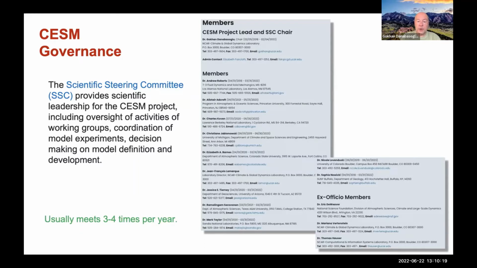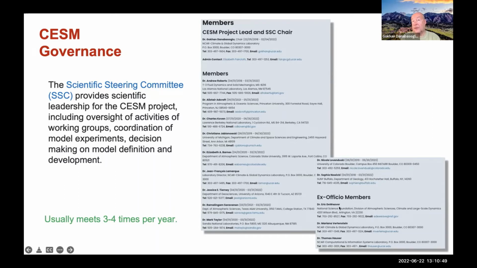I put down our current membership here, and my purpose here is to stress that, as you can see, with the exception of Jean-Francois Lamarque, who is the director of our lab, all the other members come from the community. So we have, I believe, 12 members. I'm one of them, and Jean-Francois is the other one, and the remaining 10 actual members are all from the community.